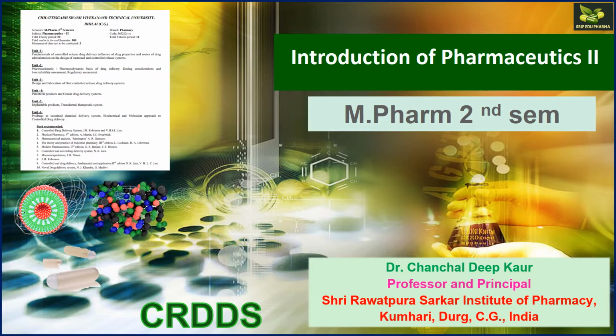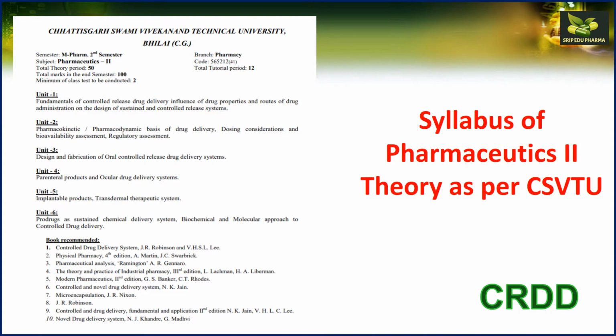We are going to discuss the Pharmaceutics 2 subject of MPharm second semester, which includes in detail controlled release drug delivery systems. So we will be discussing the complete syllabus, what you have to study, how you have to study, and also the outlines of the syllabus. As per CSVTU, the subject is Pharmaceutics 2 and it has 6 units. One by one, I will be discussing all these 6 units, what you have to study in these 6 units.